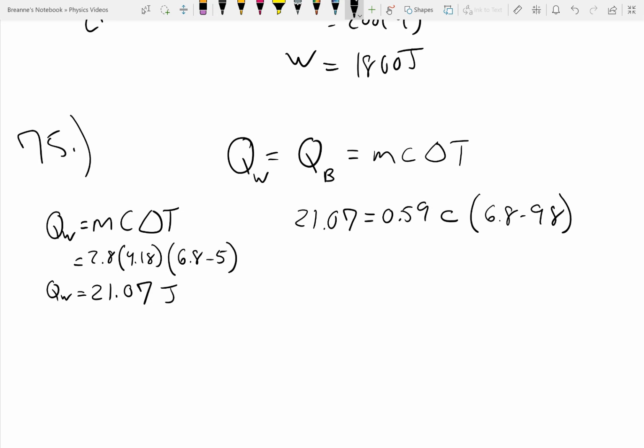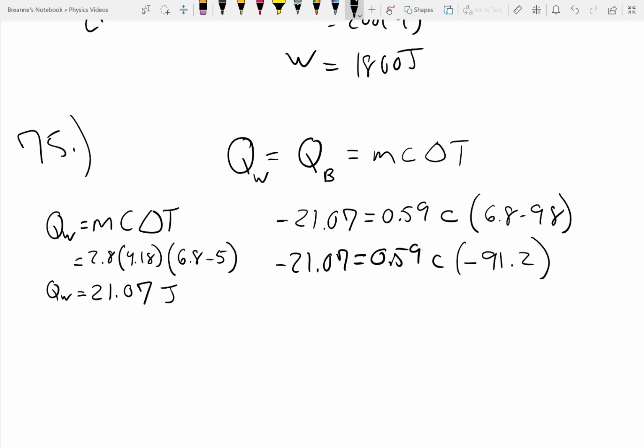The key thing to remember, though, is that because your brass is losing energy, that is going to be negative. And the reason that matters is because your change in temperature is going to be negative. So that's why that matters.